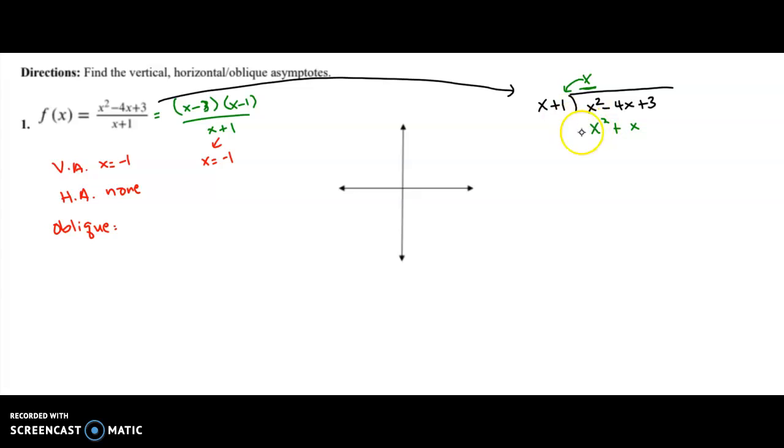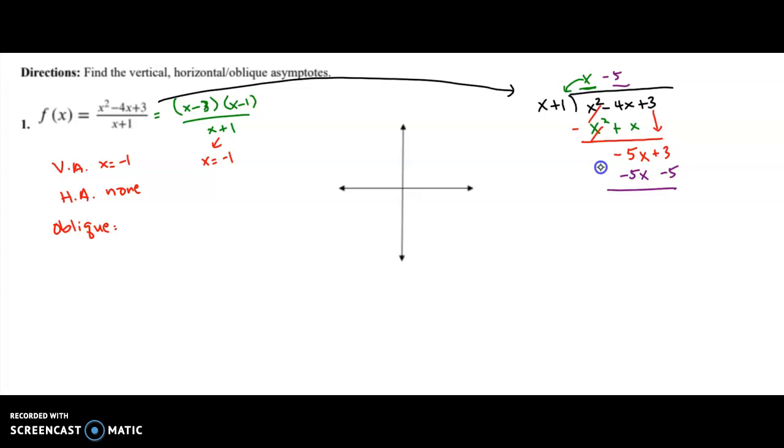One thing I also need to remember is when we do these long division problems, we always subtract these two lines. So x squared minus x squared is 0. Then I have -4x minus a positive x, that's going to be -5x. Then I'm going to drop down this 3, so I have plus 3. Now in this slot, what times x gives me -5x? That's going to be -5.